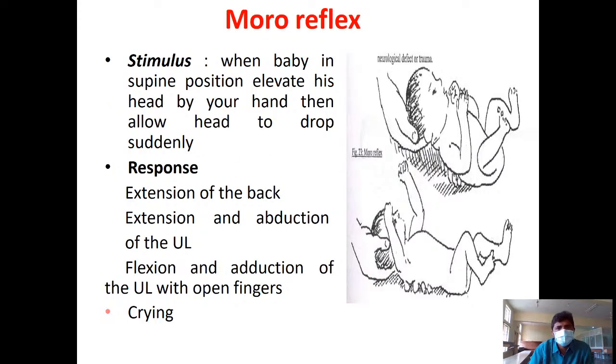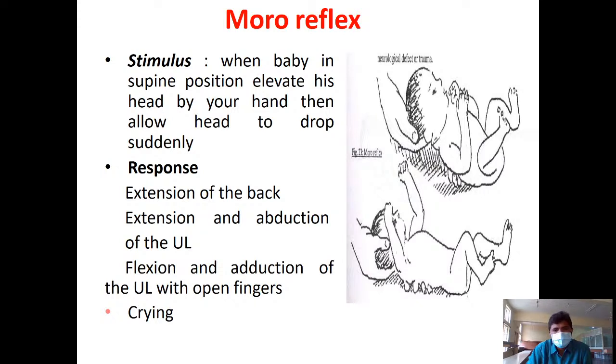So here you give a stimulus and you look for the response. What is the stimulus? The baby is held in a supine position, the head is elevated by your hand, then you allow the head to drop suddenly. When you drop the head suddenly, you see a response. So what is that response?